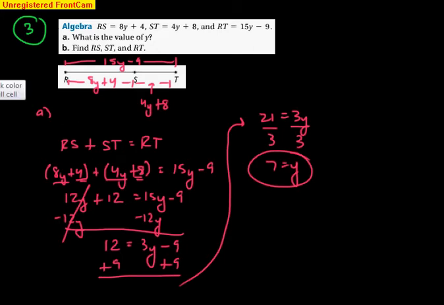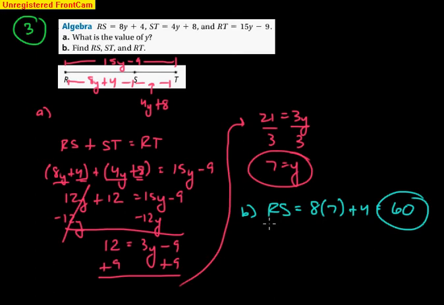There's y, 7 is y. So now we need to do the second part, which is find RS, ST, and RT. So to find RS, we plug it in. RS is 8 times 7 plus 4. That is 56 plus 4, that's 60.